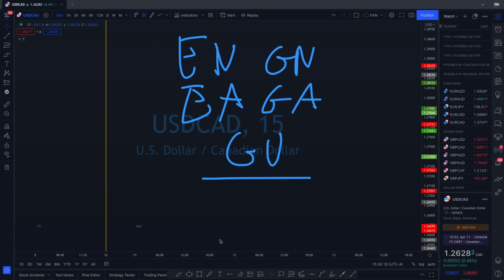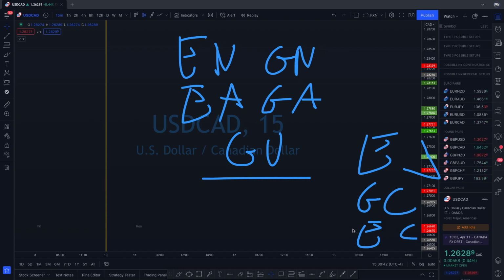If for any reason I do not find any trades on any of these pairs, then I have 3 backup pairs just in case. And those are Euro JPY, so EJ, Pound CAD, and Euro CAD. So that's it. These are the primary pairs. These are the secondary pairs if there are no trades available on my primary pairs. Those are all the pairs.